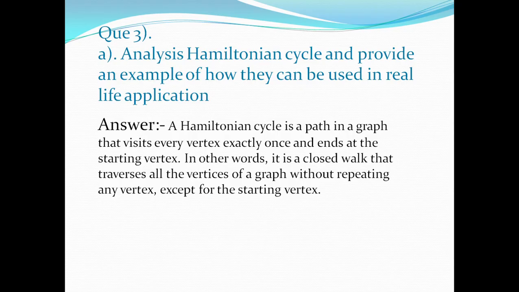Now we will discuss question number 3. Analyze Hamiltonian cycles and provide an example of how they can be used in real life applications. A Hamiltonian cycle is a path in a graph that visits every vertex exactly once and returns to the start vertex. In other words, it is a closed walk that traverses all vertices of a graph without repeating any vertex except the starting vertex.